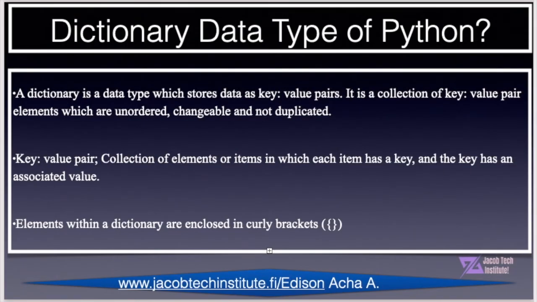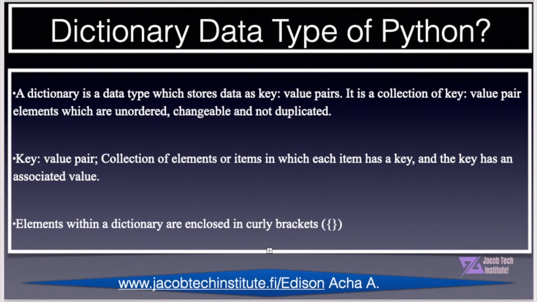We are almost at the end of this module. It was a module where we were looking at advanced data types of Python, and we looked at the list data type and some of the different methods of the list data type. Today we are going to look at another very important data type in Python, the dictionary data type.